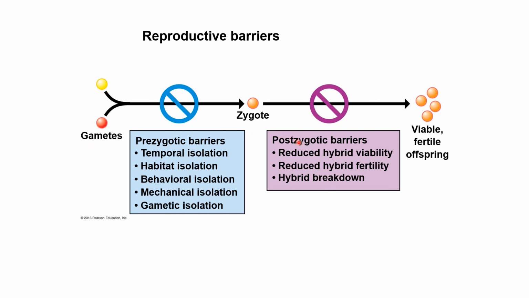Or a post-zygotic barrier, where the zygote can form, right? But the offspring are not viable or they are not fertile. So either they don't reproduce or they have trouble reproducing. Hybrid breakdown means in the second generation they cannot reproduce anymore, right? So when these reproductive barriers are created, we see the evolution of new species.